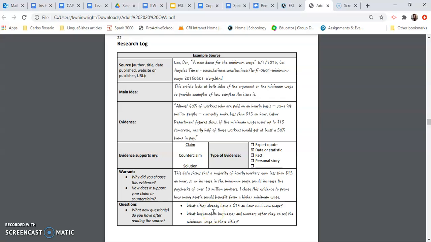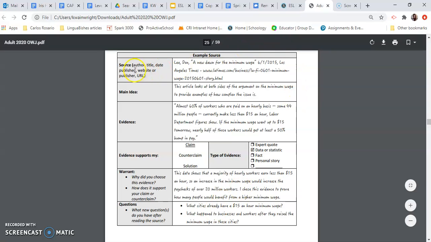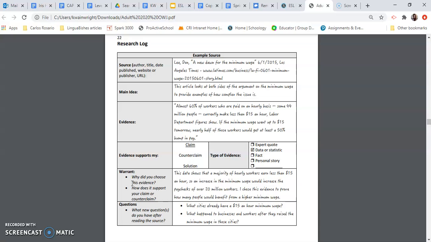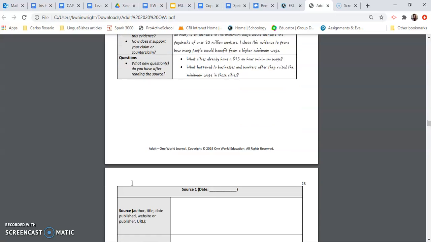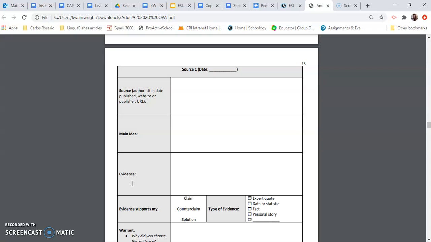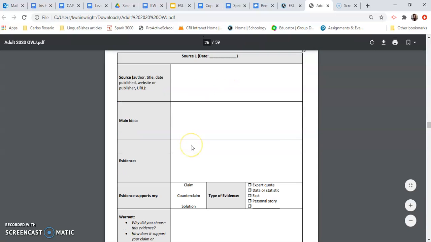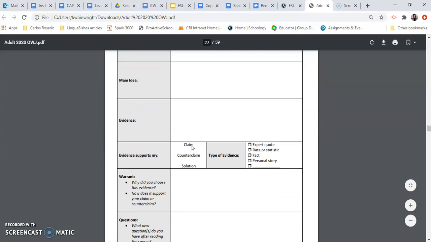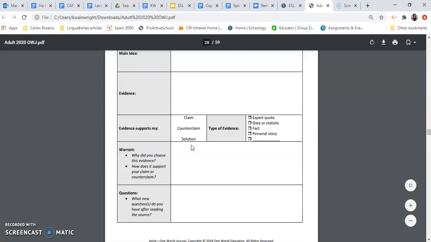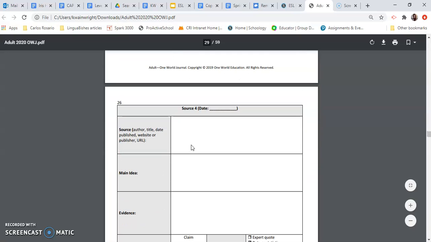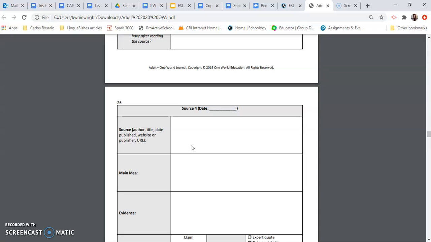I would say the most important parts of the research log are the source, the evidence, and the warrant. So please be careful when you're filling out those 3 parts. Down here, you have space to write your own sources. You can put the date where you found it. And you have space for source 1, source 2, source 3, and source 4. Of course, if you have more sources that you want to find or use, you can write them on another piece of paper.